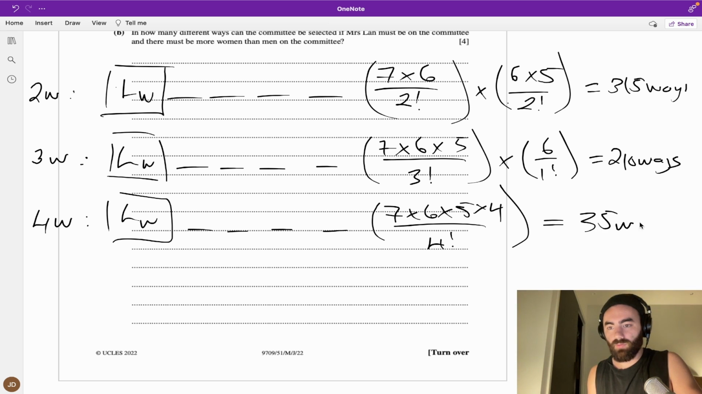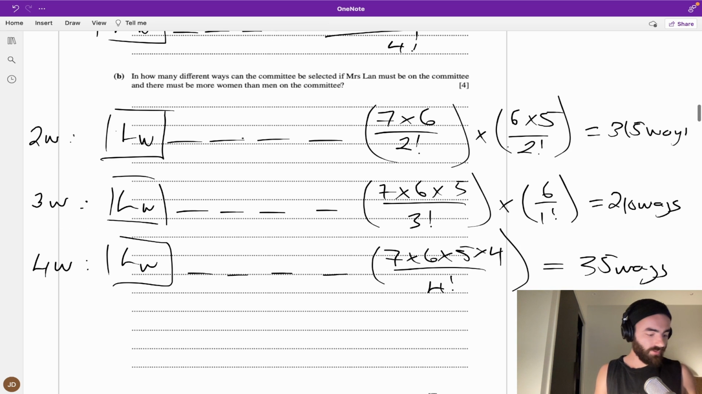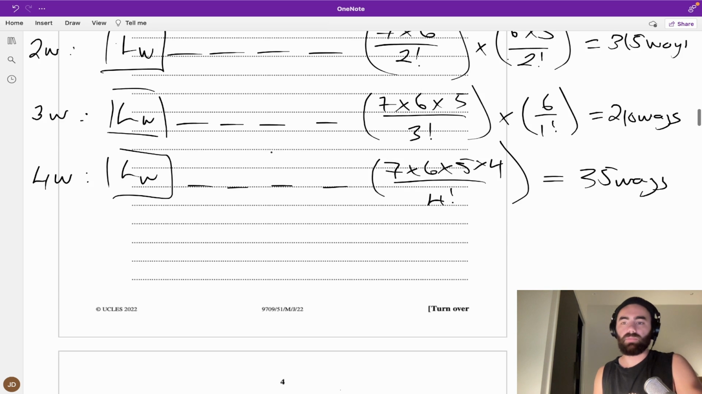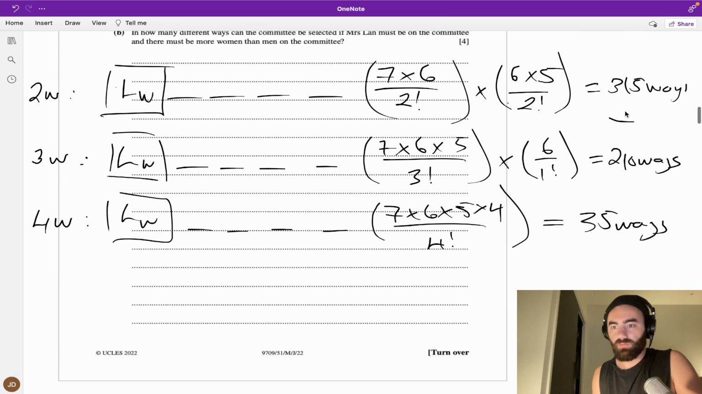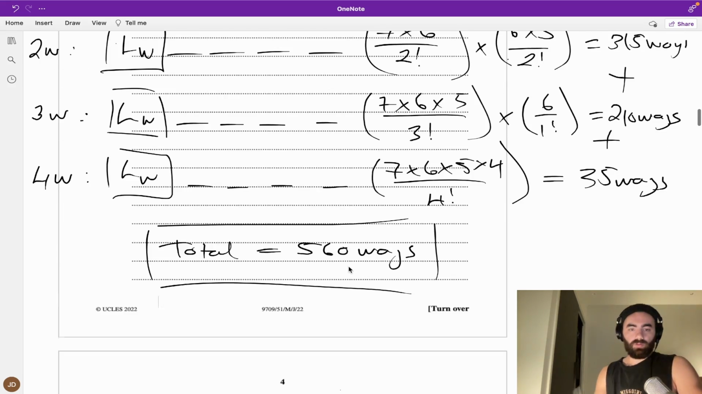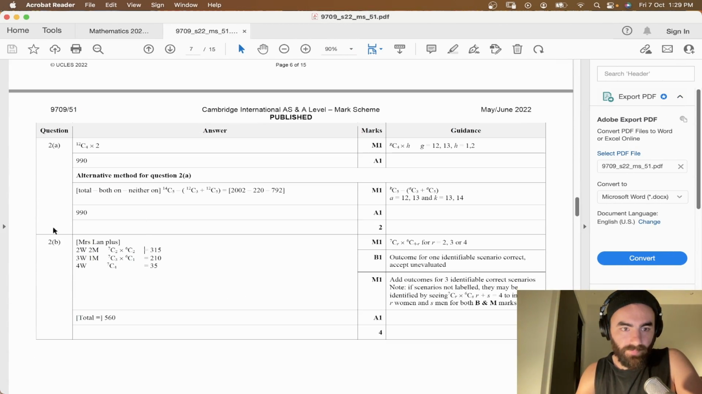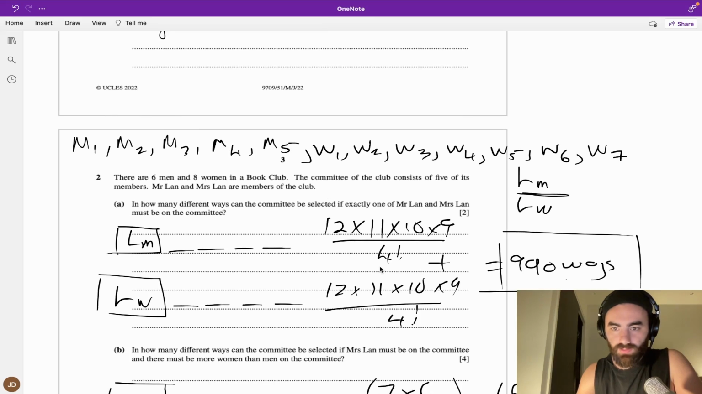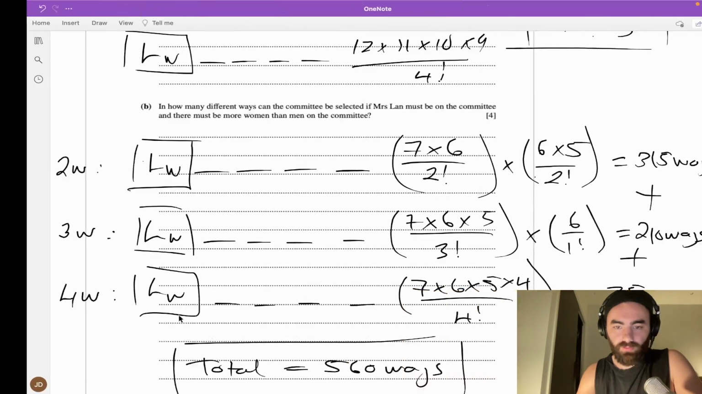Right, so if we want the total ways for these 2 restrictions, where Mrs. Lan is on the committee and also there are more women than men on the committee, we just need to add all these things up. So 315 plus 35 plus 210. It's 560 ways. So total will be equal to 560 ways. Boom. I guess we should check that. So 990, yep, and 560. Cool.